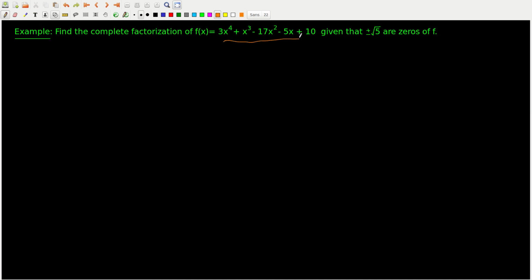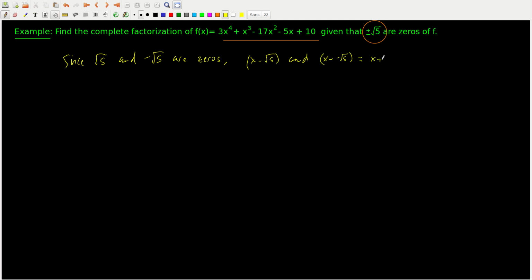So in this final example, we're given a 4th degree polynomial and we want to find the complete linear factorization of that polynomial. And we're also given 2 of the zeros of the polynomial. And if we know zeros, then we know factors. Namely, x minus the zeros. So in this case, x minus the square root of 5 and x minus the negative square root of 5. Those are both factors. And another way of writing the second one is just x plus the square root of 5.